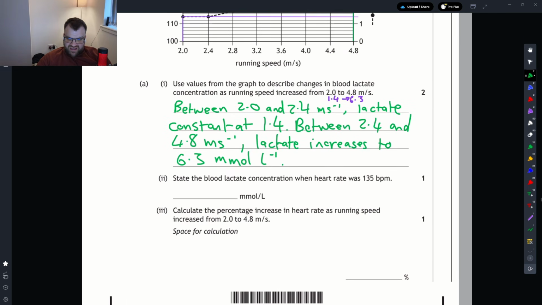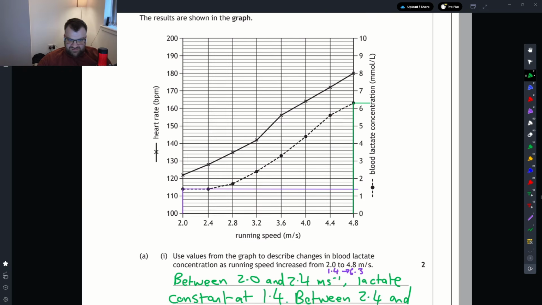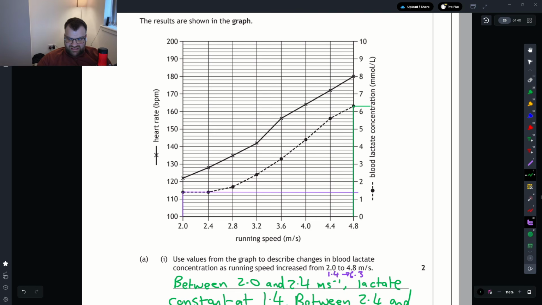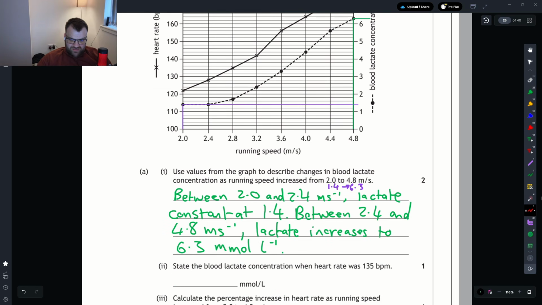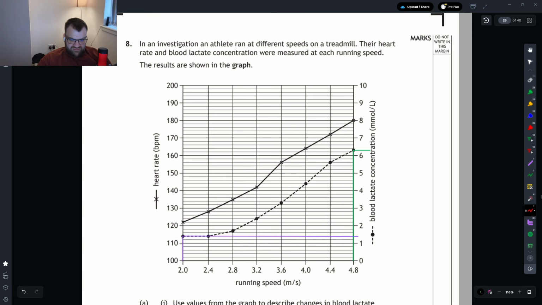Next one, state the blood lactate concentration when heart rate was 135. So in this one, we're using both the lines together. First job is heart rate 135. That will be halfway between, that will be here. Importantly, we need to go to the full line with the cross because that's what the left-hand axis links up to. Now at this point, the temptation, and I am always tempted, is to just run it straight across, boom, 3.5. Not quite, because you cannot go from the heart rate line to the lactate axis.